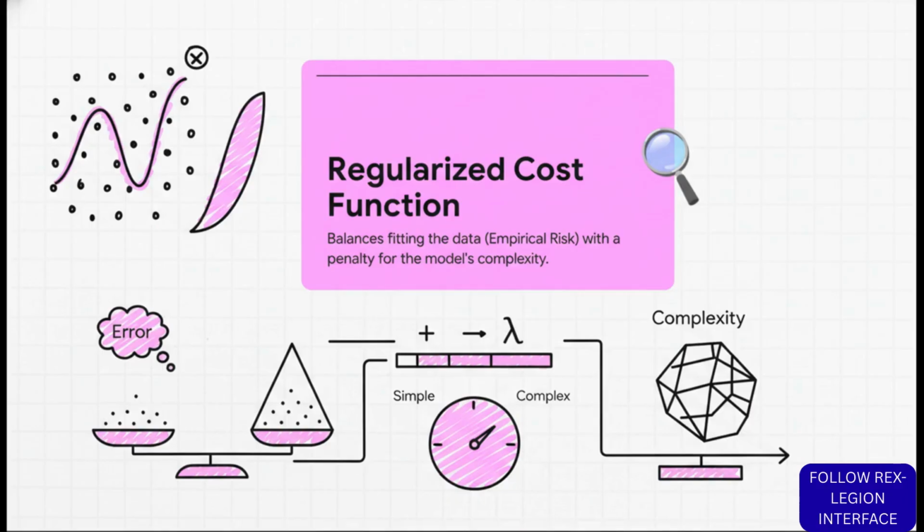We tell the model, look, your goal isn't just to minimize your mistakes anymore. That's the empirical risk part. We add a counterweight to the scale, a complexity penalty. We're now explicitly telling the model, hey, don't just be accurate, be simple. And that little dial in the middle, lambda, lets us control that balance perfectly.